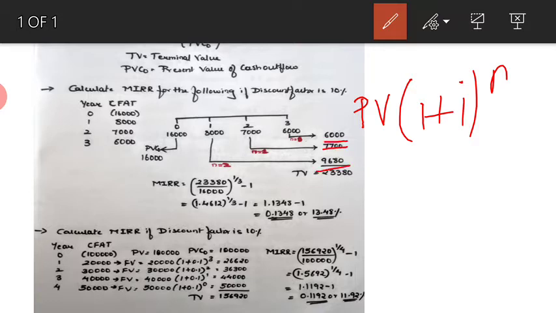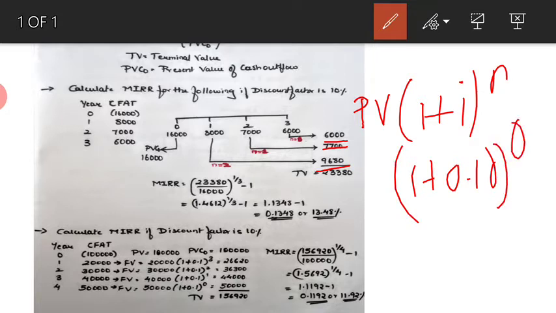So 6,000 into (1 plus 0.10) raised to 0. 1.10 raised to 0 is 1, so 6,000 into 1 becomes 6,000. Then 7,000 into (1 plus 0.10) raised to 1 would be 7,000 into 1.1, that is 7,700. And 8,000 into 1.10 raised to 2 would be 9,680.